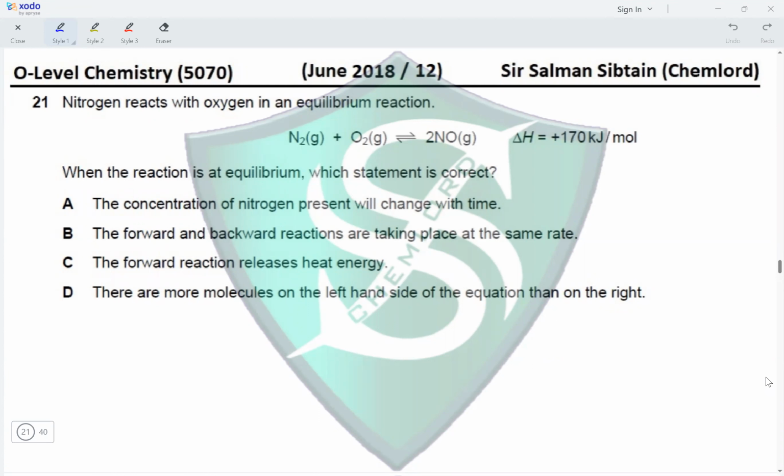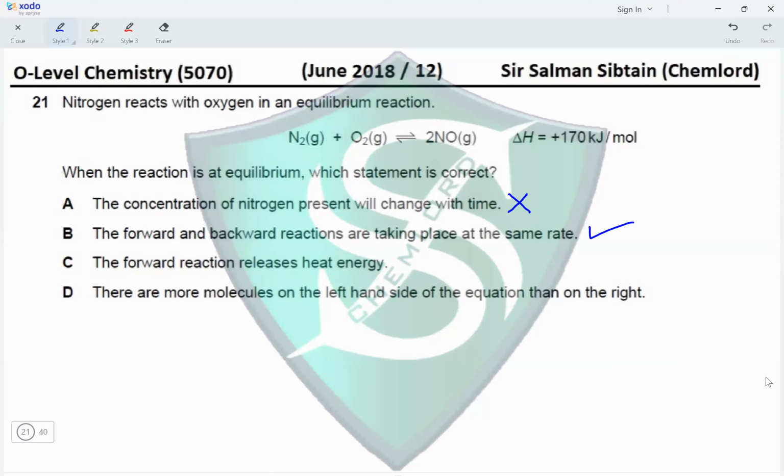The concentration of nitrogen present will change with time? No. The concentration at equilibrium becomes constant. The concentrations will no longer change as the time progresses. The forward reaction and backward reactions are taking place at the same rate. Yes, equilibrium is defined as the point in time where the rate of forward reaction is equal to the rate of backward reaction.